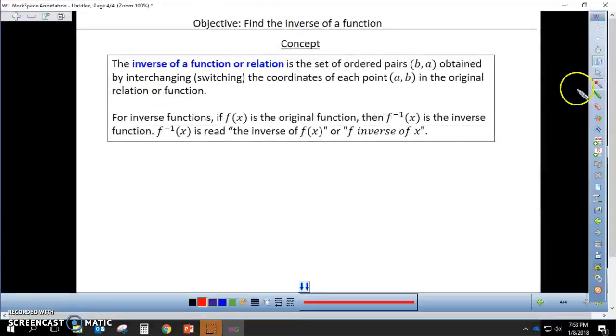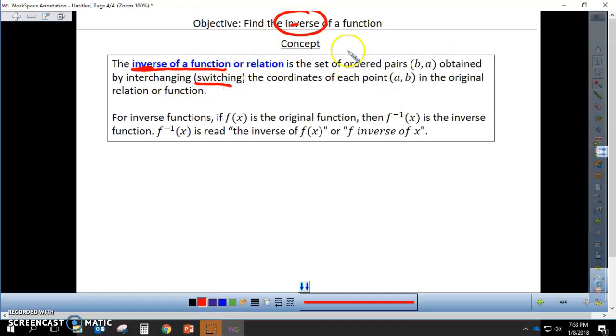Now we're going to talk about the inverse of a function, which is our main topic for this unit. The inverse of a function or a relation is the set of ordered pairs (b, a) obtained by interchanging or just switching the coordinates of each point (a, b) in the original relation or function.